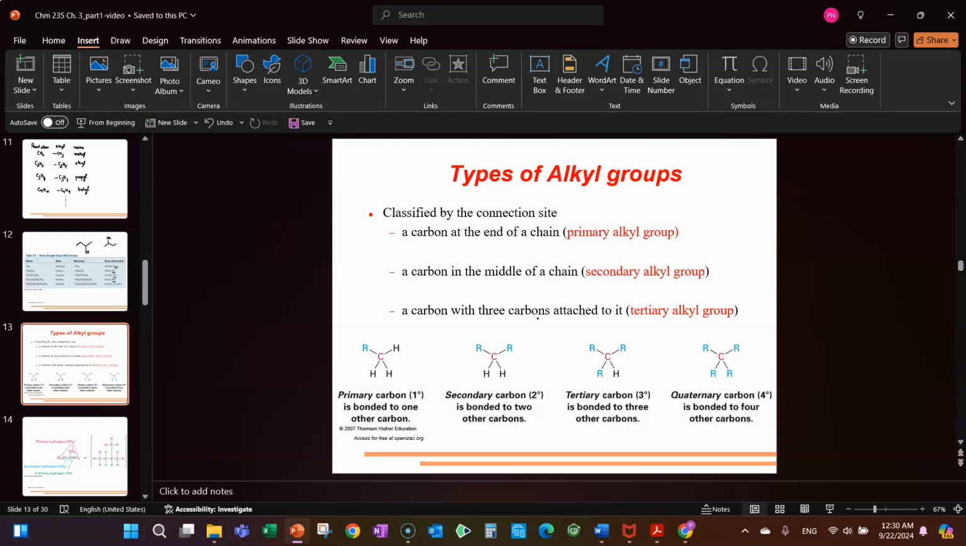Then we can also have different types of alkyl groups, like a primary alkyl group, a secondary alkyl group, or a tertiary alkyl group. The classification depends upon the connection site. If the carbon atom is bonded to just one other carbon atom, then it is primary. If it is bonded to two other carbon atoms, it is secondary. If it is bonded to three others, it's tertiary. And if it is bonded to four, it is quaternary.